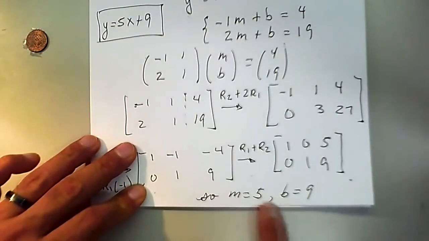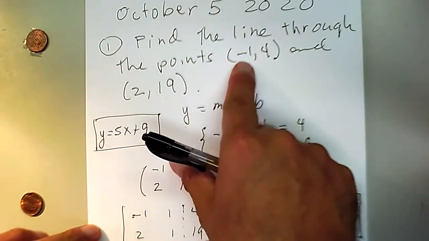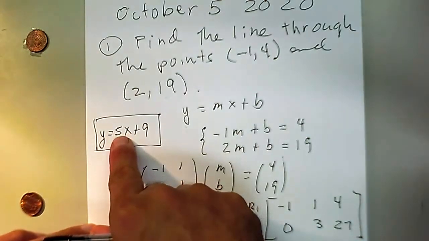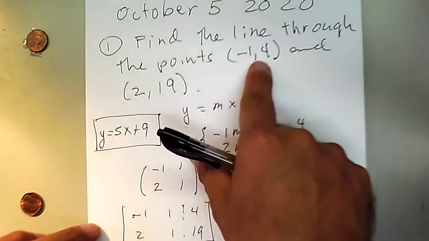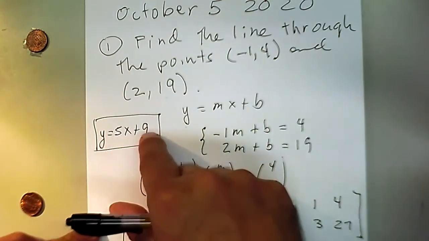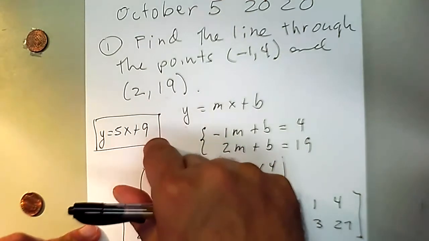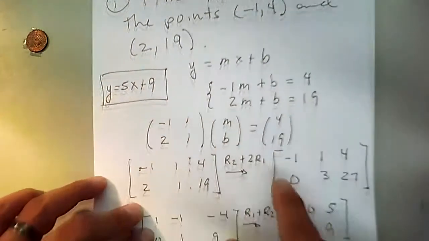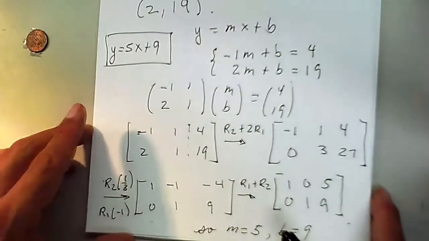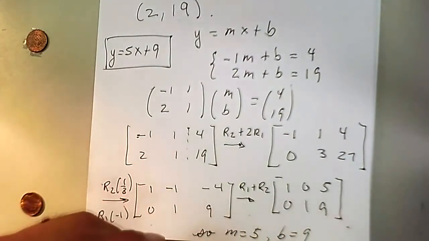Based on those two numbers, we can verify quickly. If x is -1, -1 times 5 is -5, plus 9 is 4, that checks. 2 times 5 is 10, plus 9 is 19, that checks. So we are guaranteed this is the solution. This is a convoluted way to get the answer. However, it is going to be fruitful when we move on to more points.